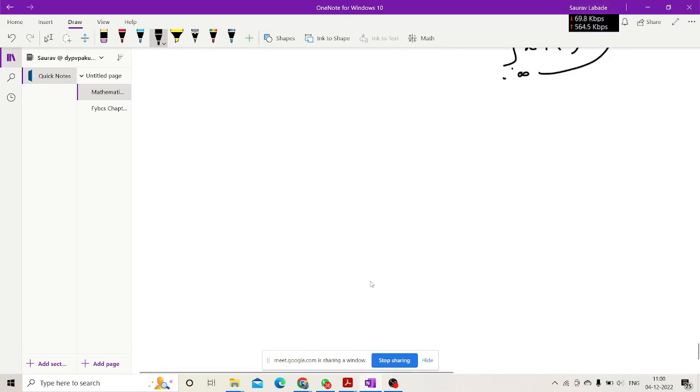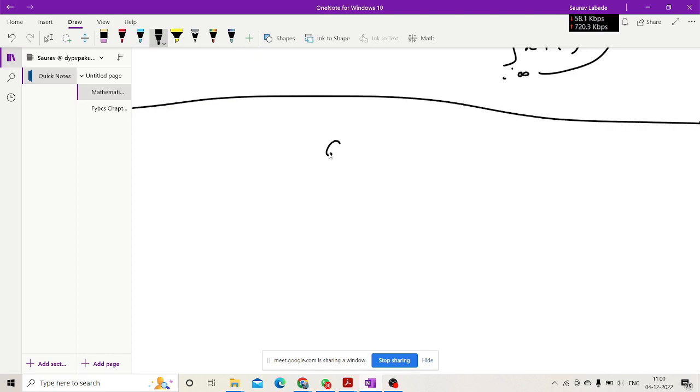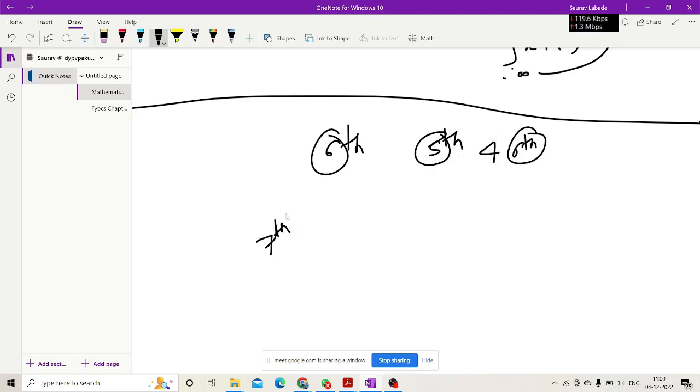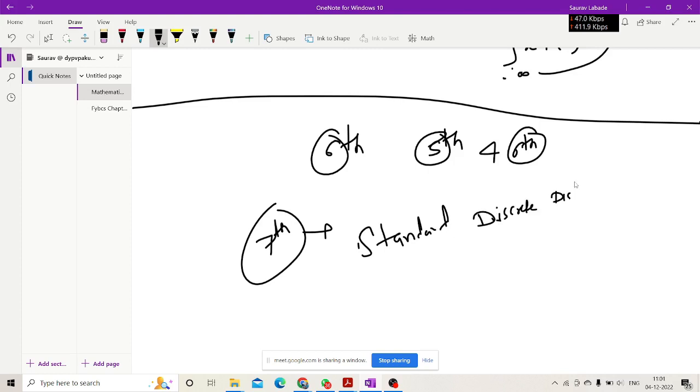Okay, so here we have just covered our sixth chapter, that is continuous probability distribution. So fifth and sixth are covered. Now only the last one is remaining, the seventh chapter, which is nothing but the standard discrete distribution.